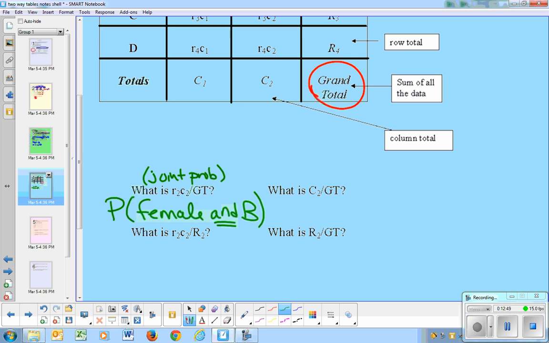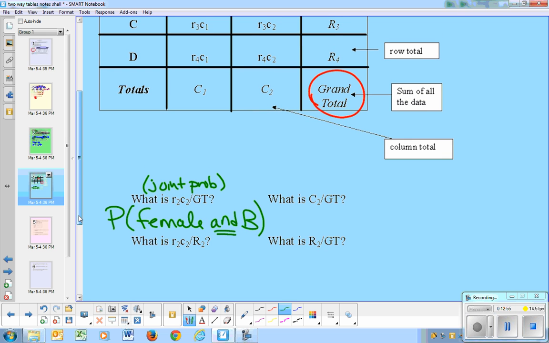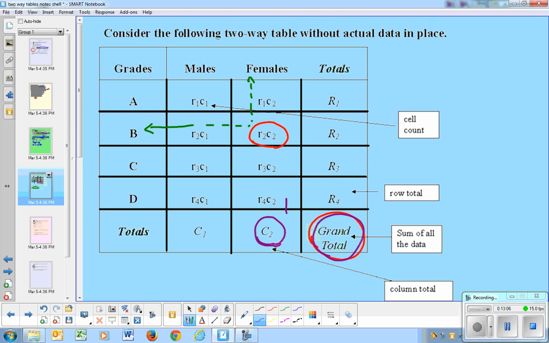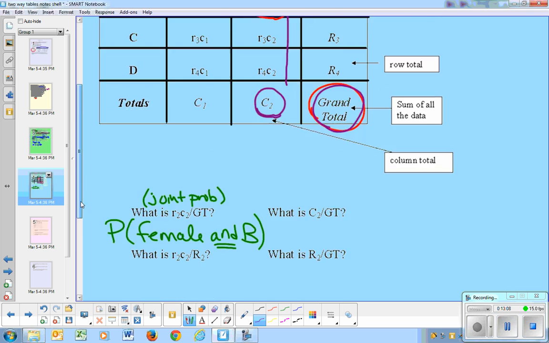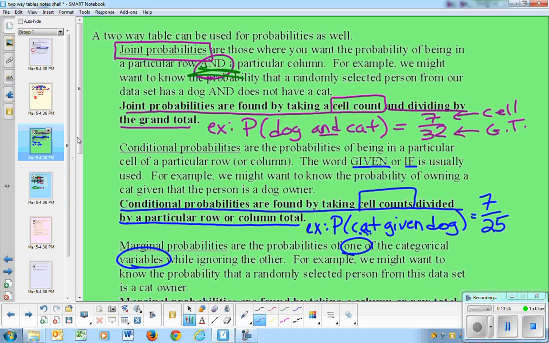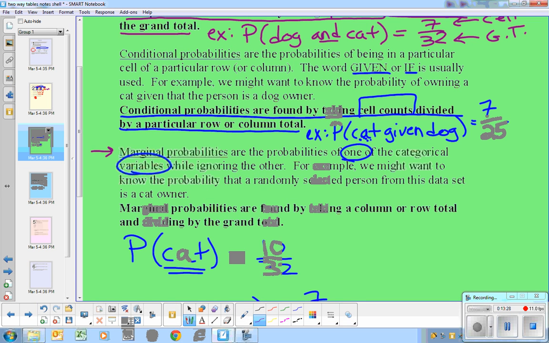Okay, now the next one asked us what is going on if we take C2, column 2, that's this one, and divide it by the grand total. What does column 2 measure? Column 2 is how many females there are. And there's no mention about grades. So this is female, no mention of grades, so it must just be probability of female. What kind of probability is it when you ignore one of the variables? It's marginal, right? We just use numbers from the margin. So we're going to say that this is a marginal probability.